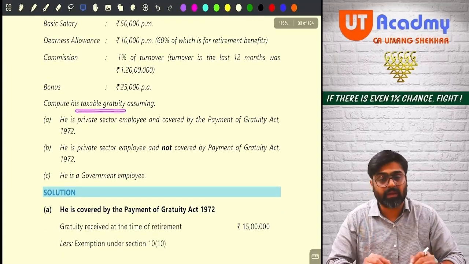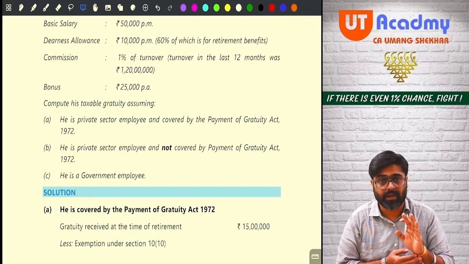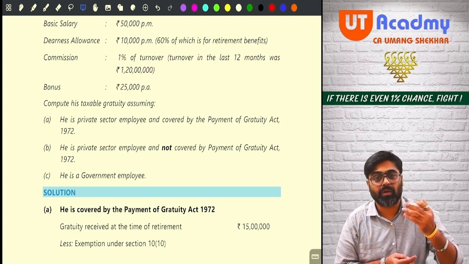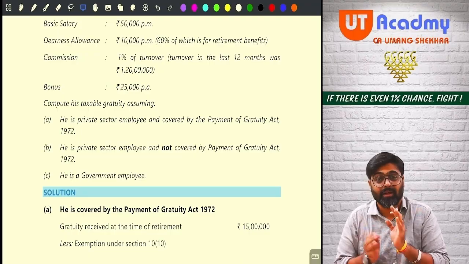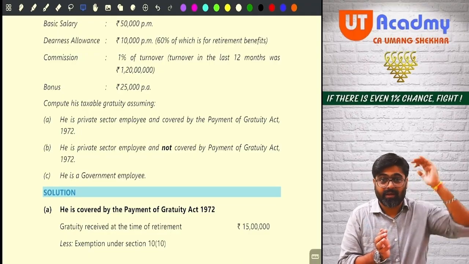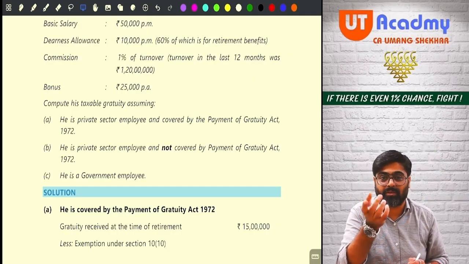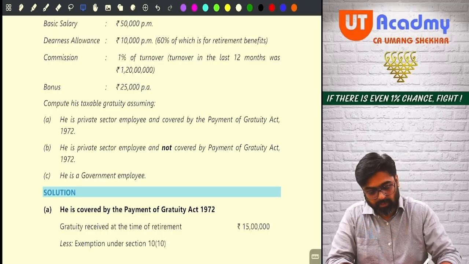Compute the taxable gratuity. Highlight this. What they want to tell you, what they are asking you to calculate, taxable gratuity. If you calculate only the exemption and give that, your answer is wrong. Take the exemption out of the gratuity and tell us how much gratuity is taxable. They want you to calculate that taxable gratuity. Okay, so pay attention over here.